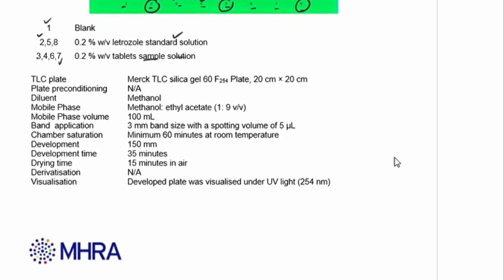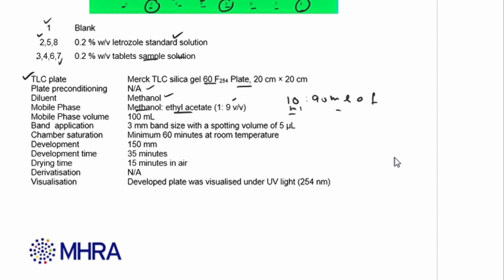If you go to that specification, that's the British Pharmacopoeia, they will mention which TLC plate you have to use. Then preconditioning, they have said no precondition. Diluent is methanol. Diluent is just something that is used to dilute the sample. Then our mobile phase is methanol, ethyl acetate, 1:9. That means if you are using 10 ml of methanol, you have to use 90 ml of ethyl acetate. So that would be 10 ml and 90 ml.